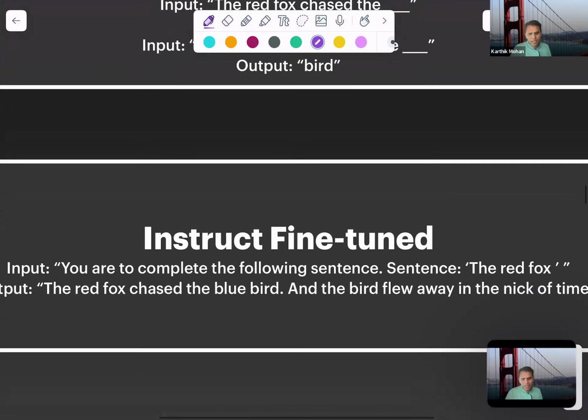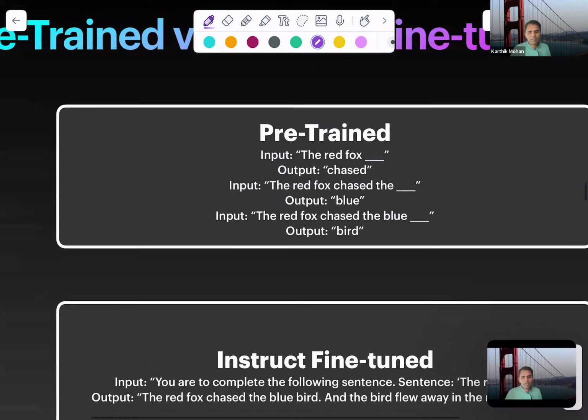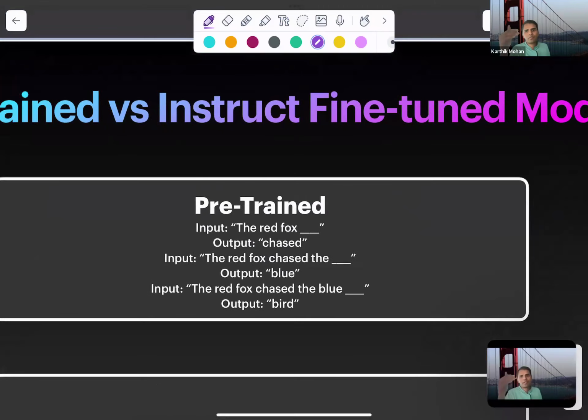Whereas for instruction fine-tuning, the input would look more like this: "You are to complete the following sentence. The sentence is: the red fox", and then you end the input, right? And then the output would be "the red fox chased a blue bird and the bird flew away in the nick of time." It could be something like that. It's not just next token prediction. It's like an instruction. So it might even repeat "the red fox" in the output. It doesn't start from "chased". It actually repeats it and then fills in the sentence and also adds in a few more things. Of course, you can even argue that even a pre-trained model can do that because you can generate it one token at a time.